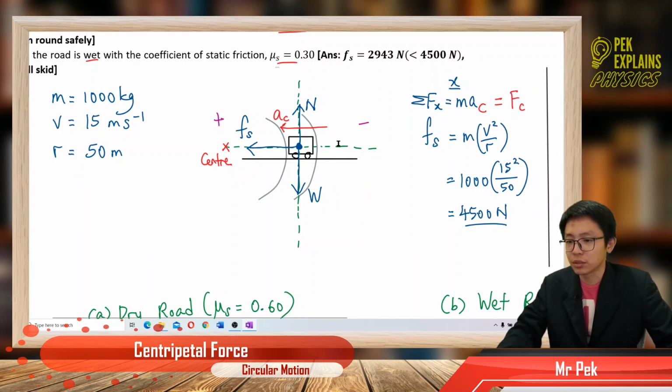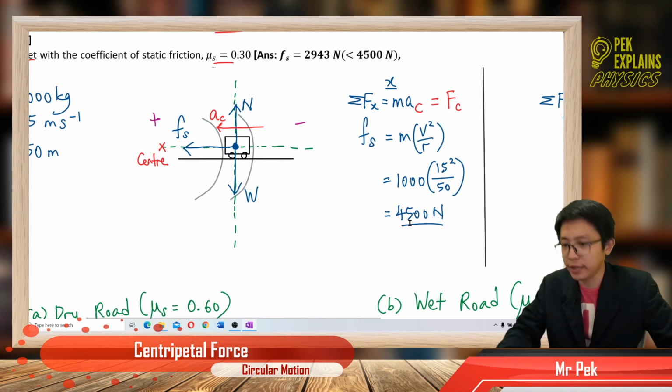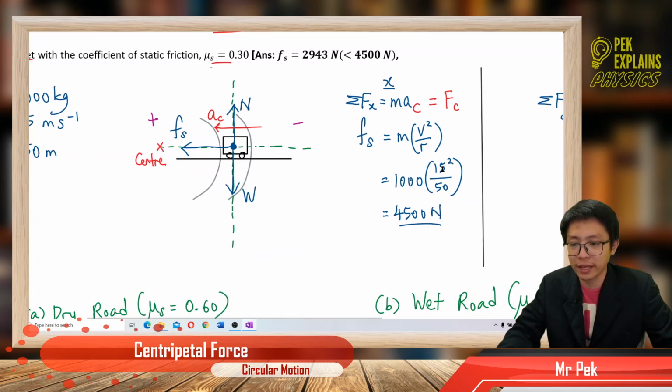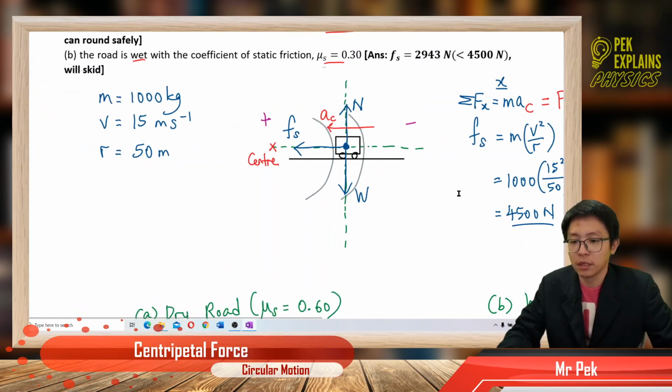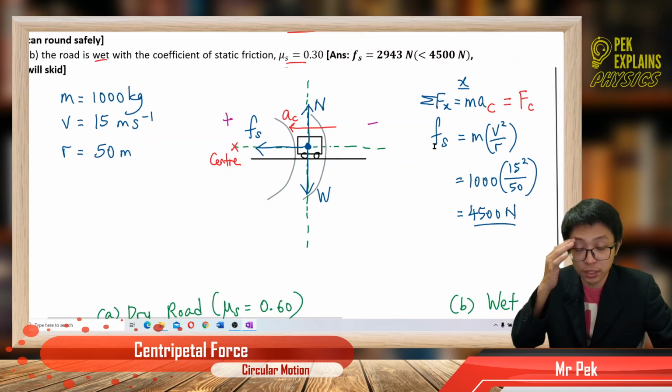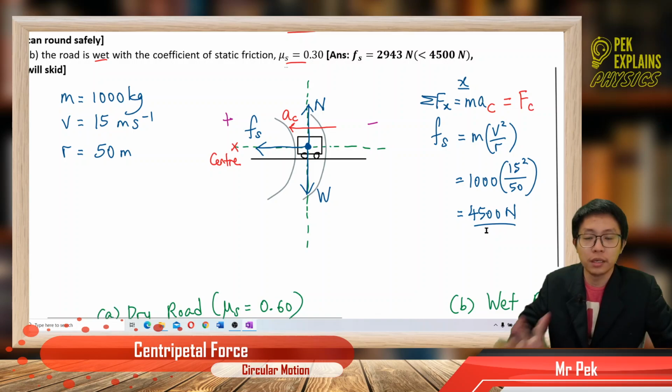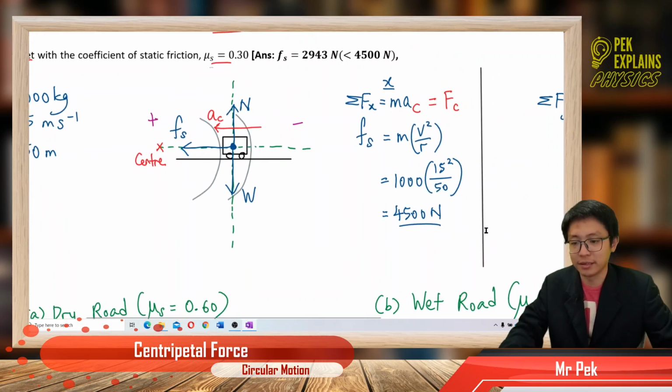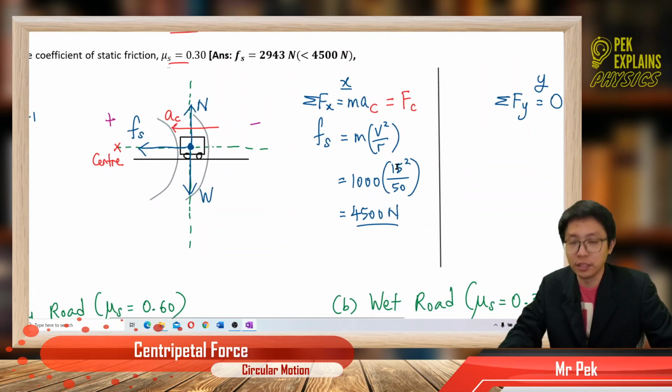Okay. So what does it mean by this value? This value, 4,500 Newton, is the friction needed when the car is traveling at 15 meters per second. That means when the velocity equals 15, the static friction needed for the car to turn safely must be at least 4,500 Newton. This is the friction needed for this speed, 15 meters per second.